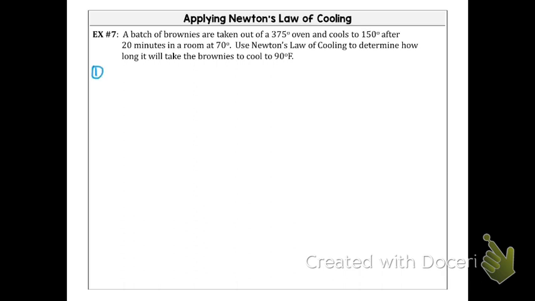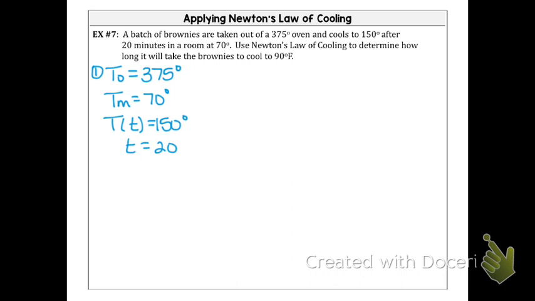in that part 1 that the initial temperature of the brownies was 375 degrees. We said that the room temperature, the surrounding medium, was 70 degrees. The temperature at time t, which would have been that 20 minutes, was 150 degrees. We had said t was 20 minutes. And then what we found in part 2 was that our k was approximately 0.066914.